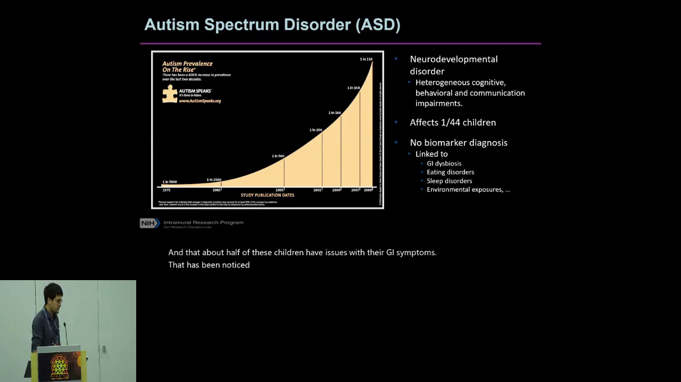That has been noticed since the 1950s. The underlying mechanism has been largely unknown, but over the last decade, there have been numerous microbiome studies that have attempted to link the autism symptoms to the microbiome. But there's a lack of consensus on exactly what is driving this connection.